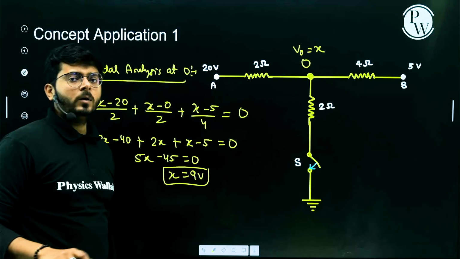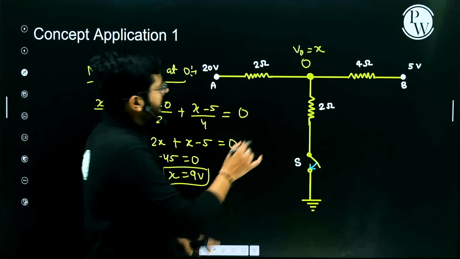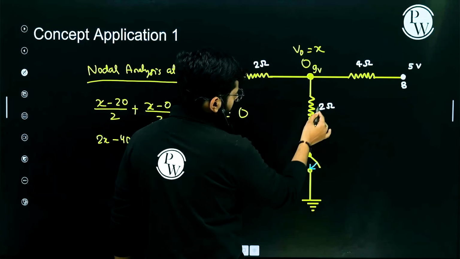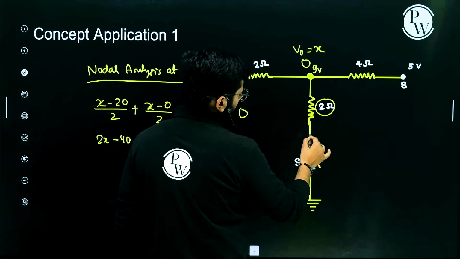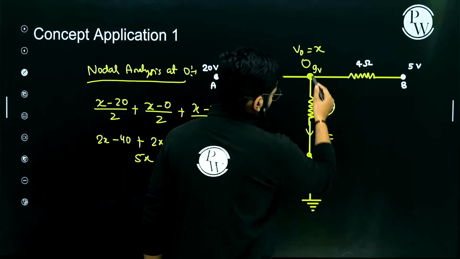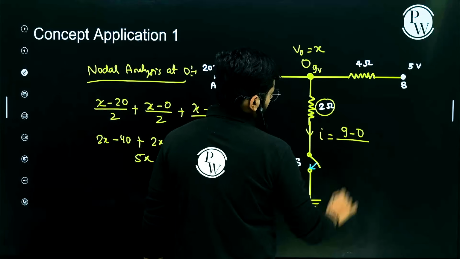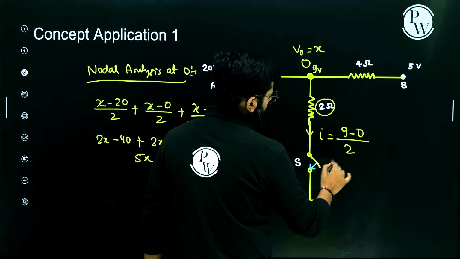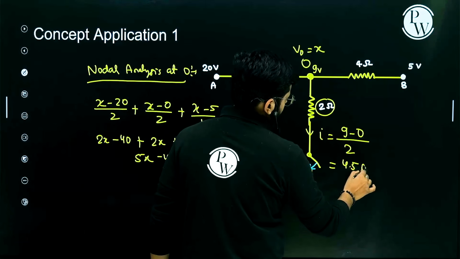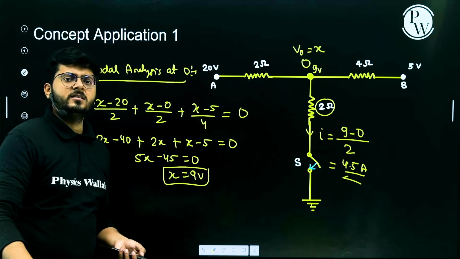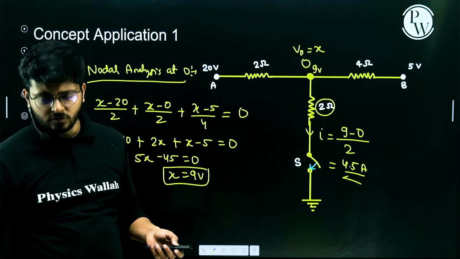Now, after knowing the value of potential at this place, 9 volt, and the other point is at 0 volt, the resistance of this arm is 2. How much current is going to flow through it? It is the potential difference, 9 minus 0, upon the resistance, which is 2, so 4.5 ampere. I believe the idea is very clear. It's a simple problem of nodal analysis that you can solve very easily based on that.